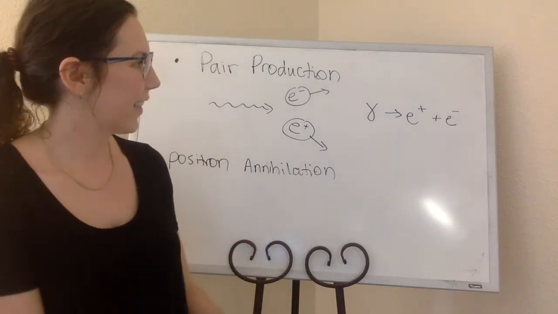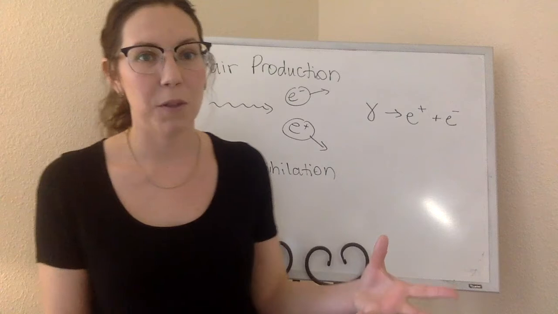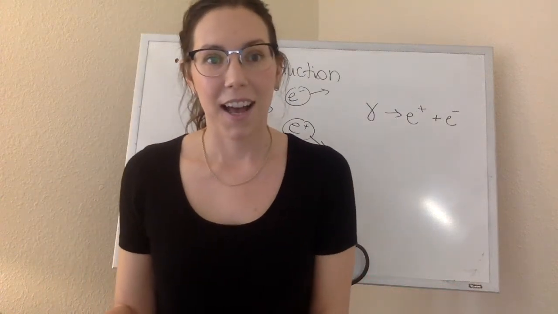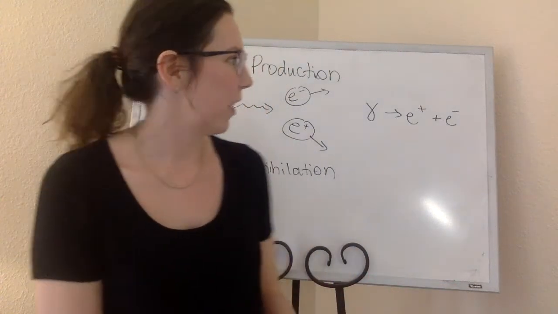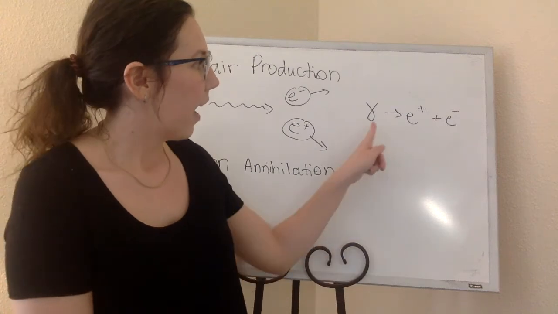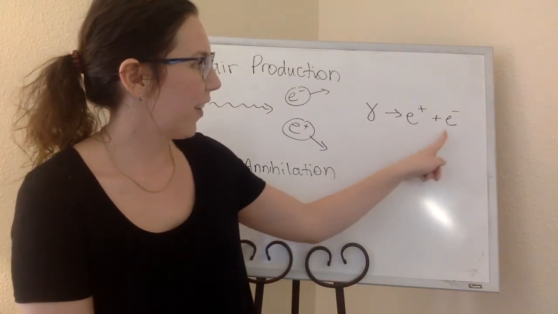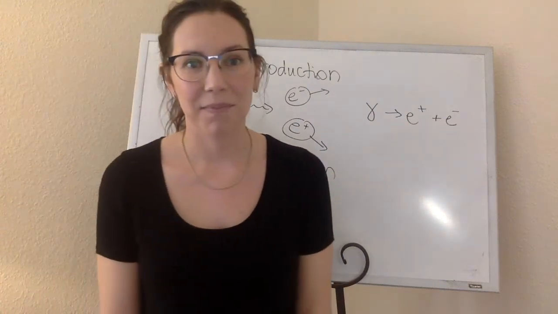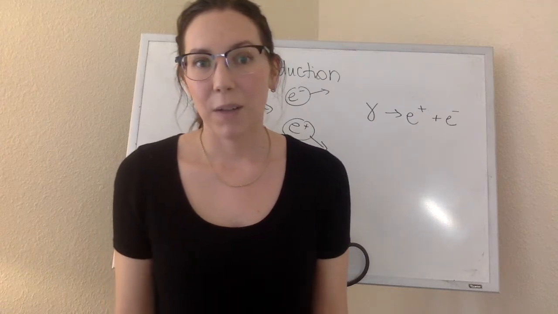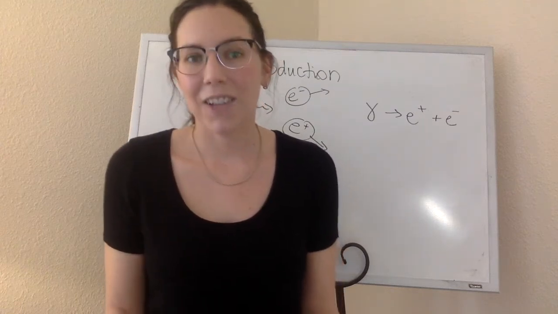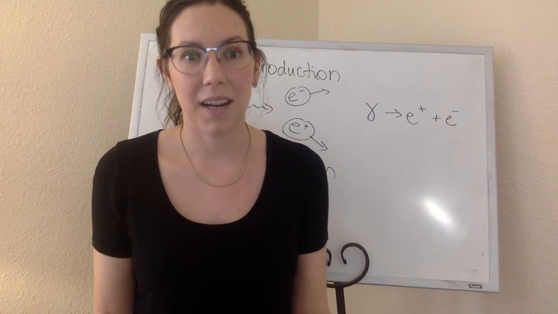So the reaction looks like this. Generally a gamma ray, which would be the highest energy form of electromagnetic radiation, or an X-ray, will then convert into a positron and an electron. So you may not have heard of a positron before because they generally don't exist very long in matter.